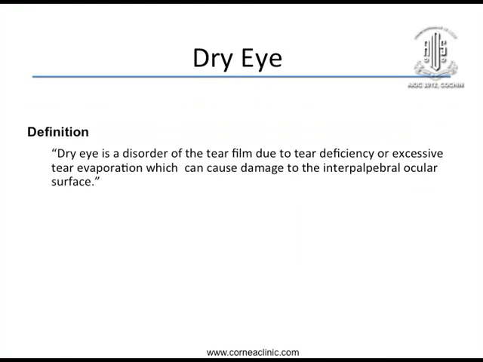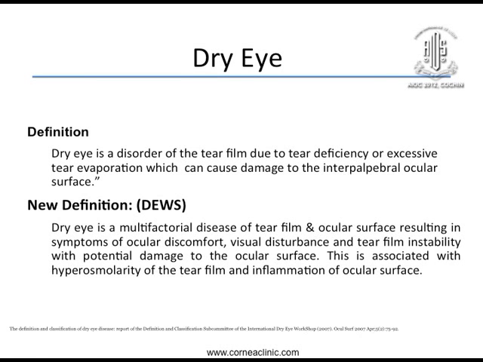When we define dry eye, it's basically a disorder of the tear film, either due to tear deficiency or excessive evaporation, which can damage the ocular surface. This definition has further been improved upon by the dry eye workshop committee, and now it's considered a multifactorial disease of the tear film and the ocular surface, which results in ocular discomfort, visual disturbance, and tear film instability. And this has a potential damage to the ocular surface. The two key elements are hyperosmolarity of the tear film and inflammation of the ocular surface, an understanding of which helps us in the management of the dry eye condition.